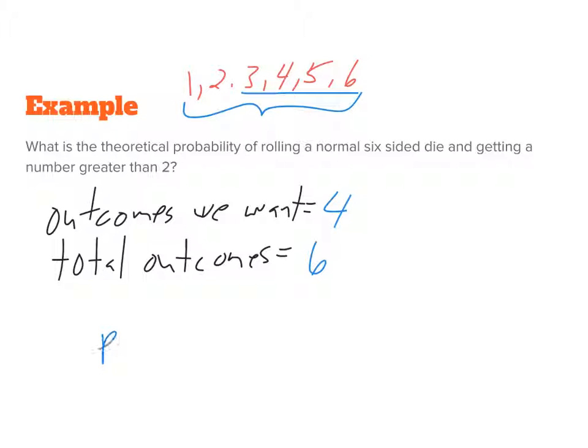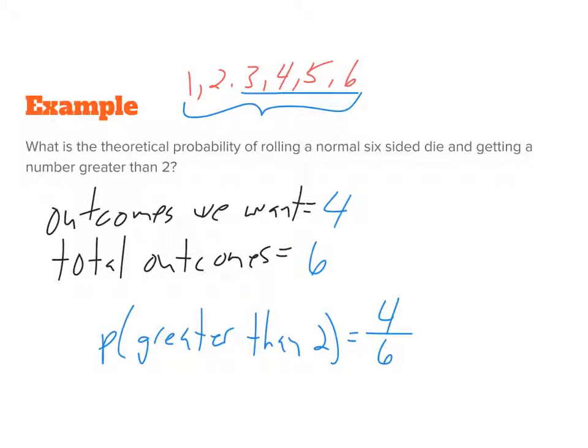So my probability of greater than 2 is going to be the number that we want to have happen of 4 over the total that could happen of 6. So it'd be 4/6. Again, remember to simplify that down. I can take a 2 out of both of these, giving me a probability of 2/3.